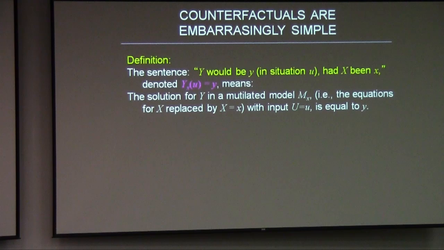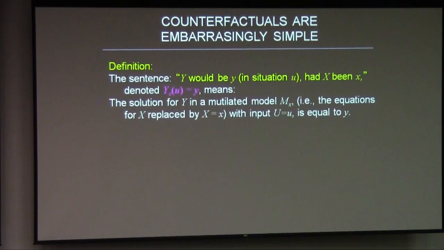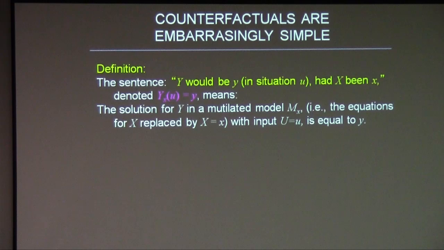Now, this brings us to a slide after which I can go home, because everything is encapsulated in that slide. Define counterfactual, given that you have a collection of functions like that. I want to define what I mean by Y would be small y in situation u had X been x. I need to define it mathematically. Once I have it defined mathematically, I let the mathematicians take over. I can go home. So here it is by definition. It is the solution for Y in a mutilated model M sub x, where the equation for X was replaced by a constant. That's exactly what we had with the spring there. We took X equal to 3, and replaced it with X equal to 2. And the counterfactual will be true if the solution for capital Y is equal to small y. I have a definition, the truth value.